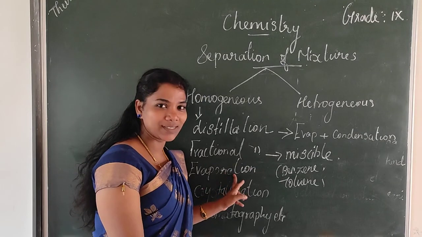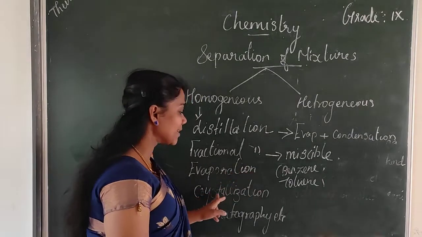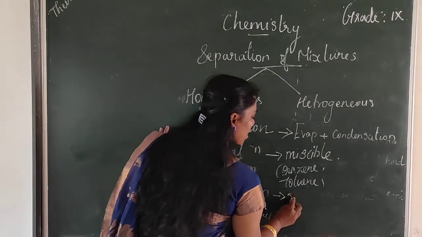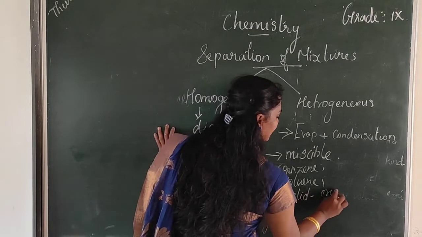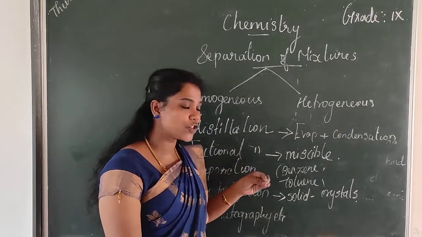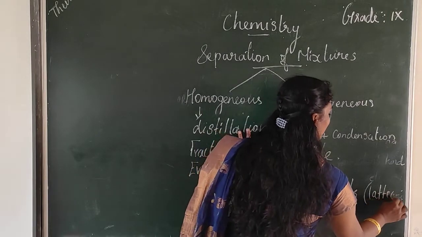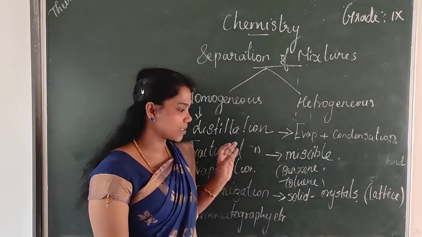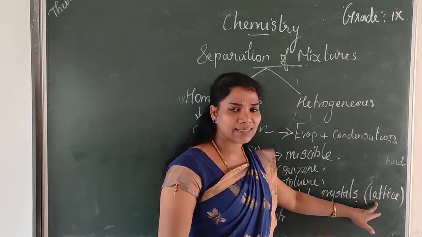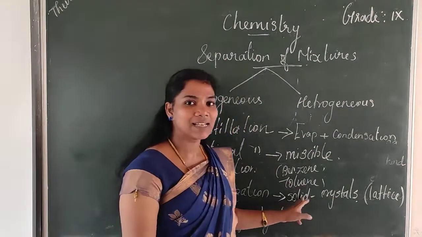The next one, evaporation. A common technique that you all know, isn't it? Evaporation is commonly employed to separate a solid from a liquid. Next one, crystallization. From the solution, solid particles are converted into crystals. The solids present in the solutions are in crystallized form. Crystallized means a lattice, a well-defined arrangement of atoms. For example, sodium chloride is a crystal, isn't it? Which is crystallized out from the seawater.